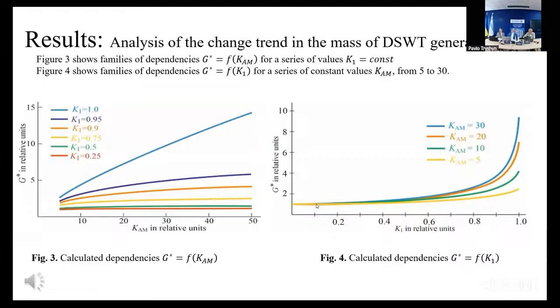Slide 7, you can see the result of this article. Figure 3 shows families of dependencies of relative G as a function of KAM for a series of values K1 equals constant. The coefficient K1 changes from a minimum value of 0.25 to a maximum value equal to 1. Figure 4 shows families of dependencies of relative G as a function of K1 for a series of constant values of KAM.